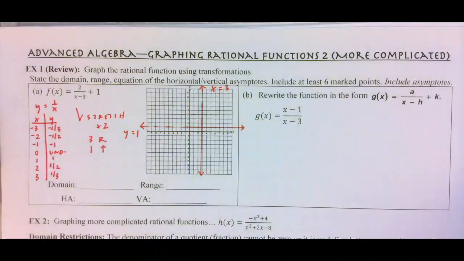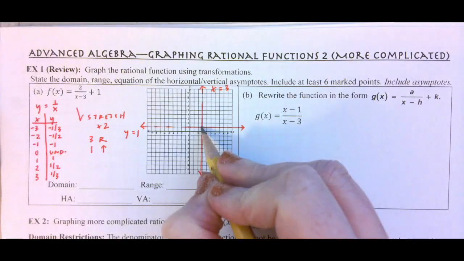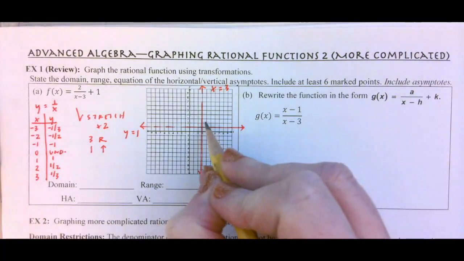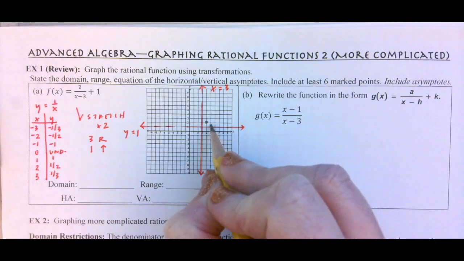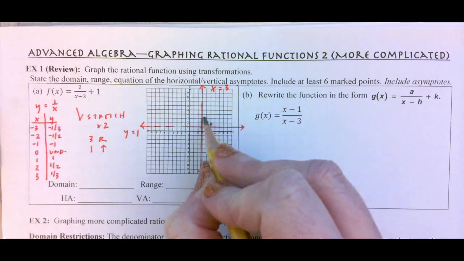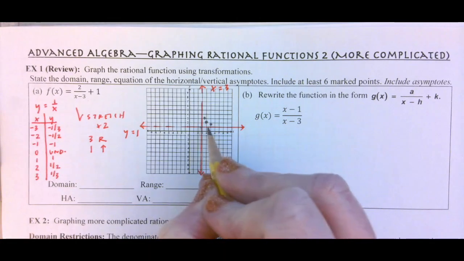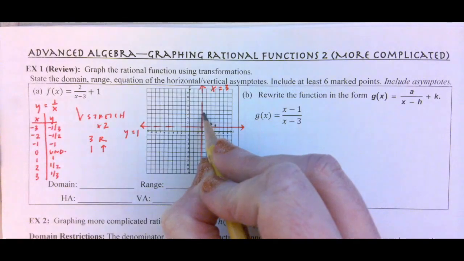Okay, if I plot my parent function first, if I go to where the asymptotes cross right there, that's like my makeshift origin. So I would go over 1, up 1. And then as I go over 2 and up 1/2, I can also go over 1/2 and up 2. Okay, over 3, up 1/3. So over 1/3 and up 3.